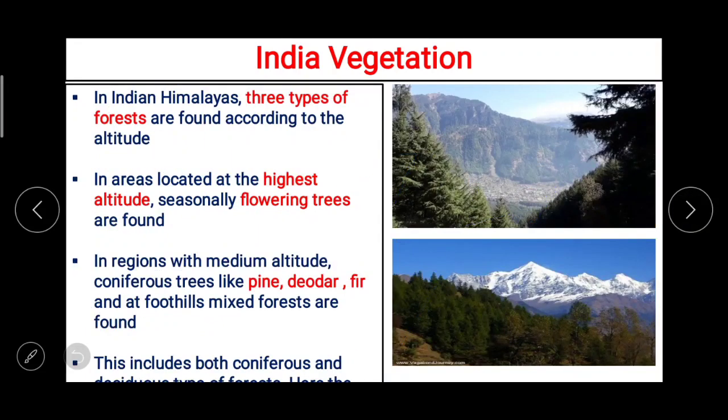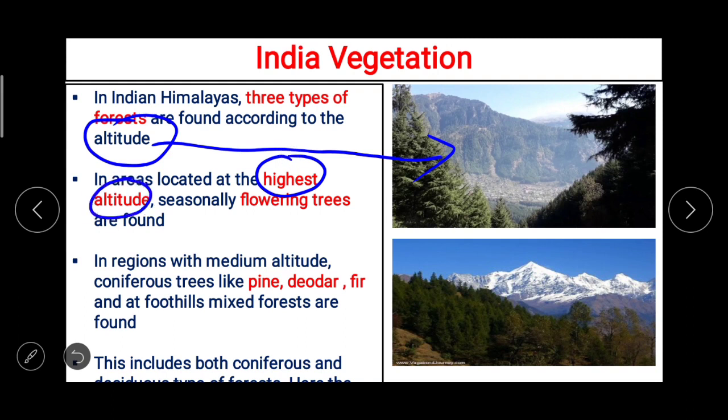Next thing, in Indian Himalayas, three type of forests are found according to the altitude. Because we are talking here about the Himalaya, altitude change होता जाता है, नीचे से ऊपर, ऊपर से ऊपर, जैसे हाइट बढ़ती जाएगी according to that. Now in areas located at the highest altitude, seasonally flowering trees are found. Where flowering trees are found? At highest altitude. And in regions with medium altitude. What about medium altitude?